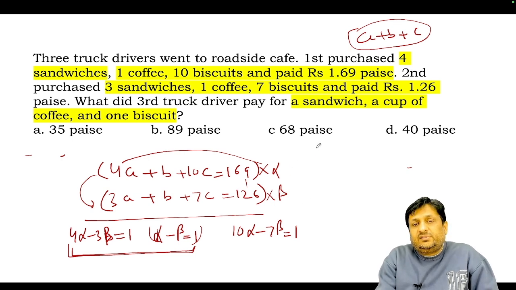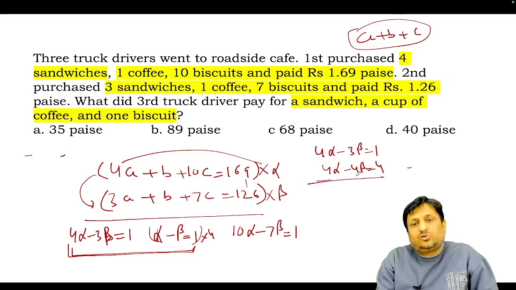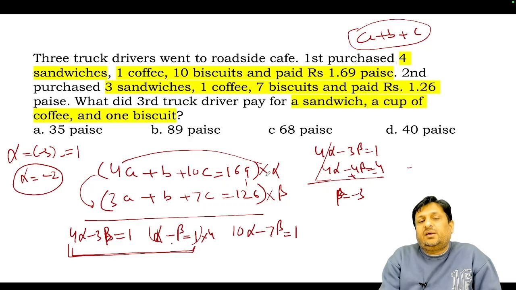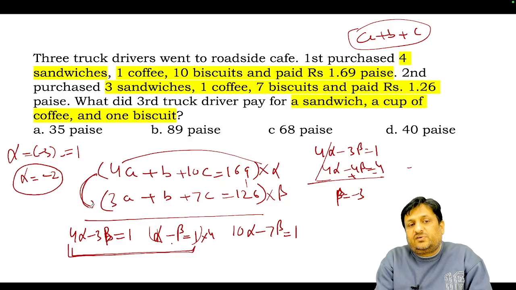For example, the first equation is 4 alpha minus 3 beta equal to 1. And if I multiply the other equation by 4, I will get 4 alpha minus 4 beta is equal to 4. After solving it, I will get beta as minus 3. And if I put beta as minus 3 in this equation, I will get alpha minus of minus 3 is equal to 1. It means alpha is equal to minus 2. So alpha is minus 2, beta is minus 3, and I am subtracting the second equation from the first.